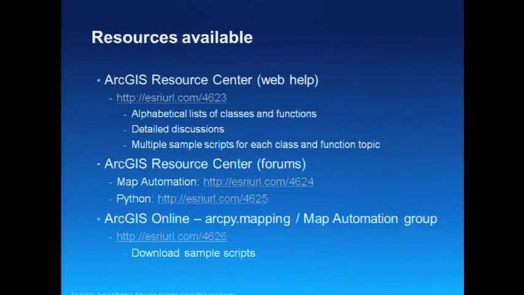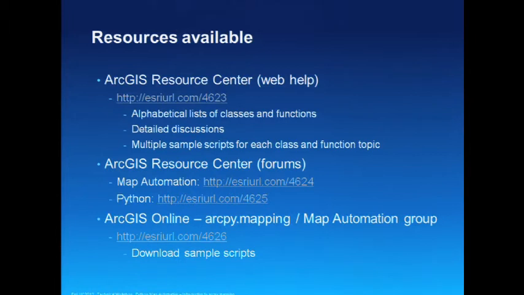Tomorrow we'll look a little bit in more detail at the code and give you more ideas in terms of what can be done. So in terms of the resources available, again, here are all those shortened URLs, http://esriurl.com. And if you just want to get to the Resource Center, the web help, that's 4623. If you want to get to our forums, then the Map Automation forum is 4624, and the Python forum is 4625. Great resources for learning how to do things and getting help from your fellow colleagues.